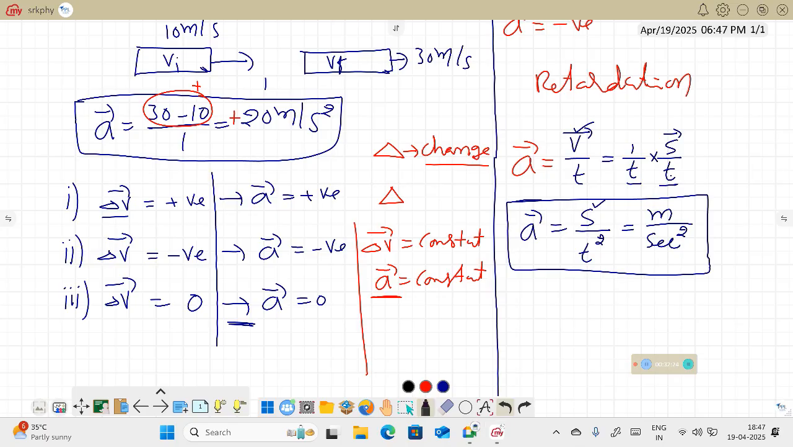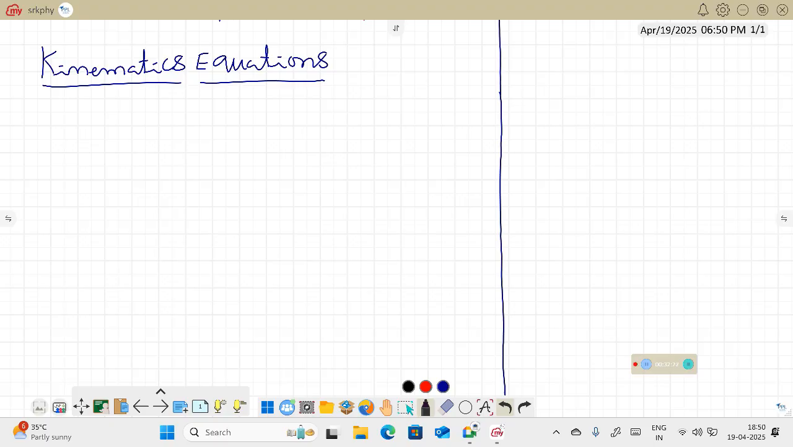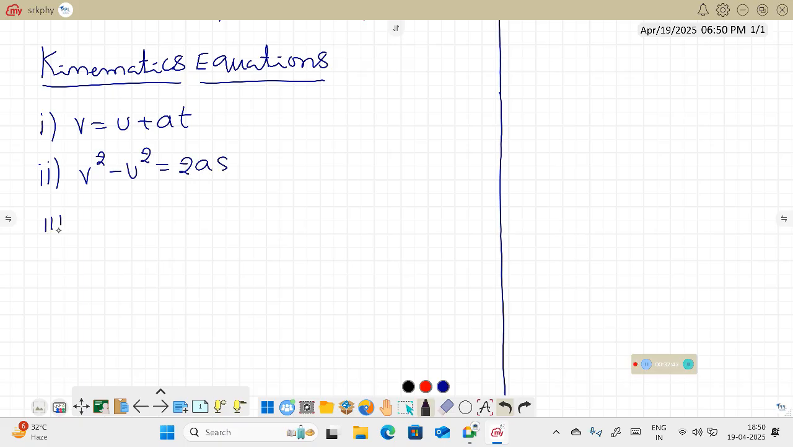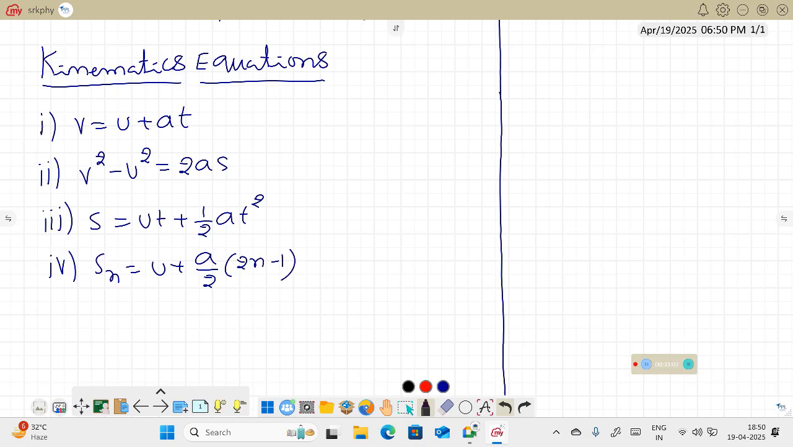What are we learning in the kinematic equations? In the kinematic equations, we have 4 equations. First equation, V is equal to U plus A T. Second equation, V square minus U square is equal to 2AS. Third equation, S equal to UT plus half AT square. And fourth equation, Sn is equal to U plus A by 2 into 2n minus 1. These are the 4 equations we have in kinematics.